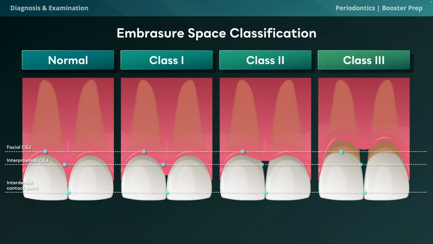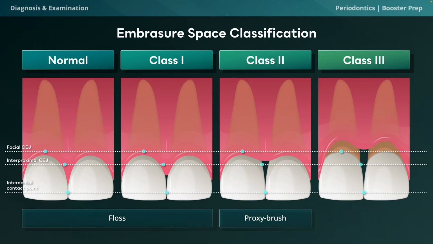below the facial CEJ. Now, based on the classification of the embrasure space, we can recommend different hygiene tools to our patients: floss for normal or class 1 spaces, interproximal brushes for class 2 spaces, and end-tuft brushes for more open embrasures.